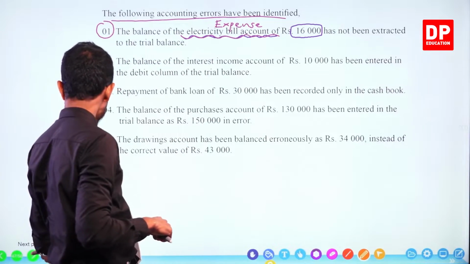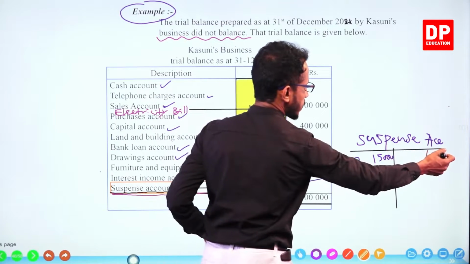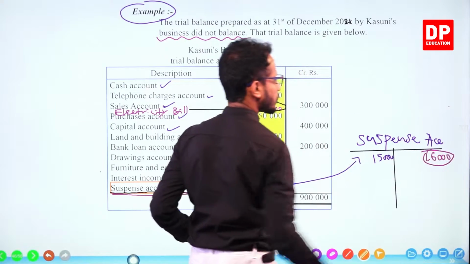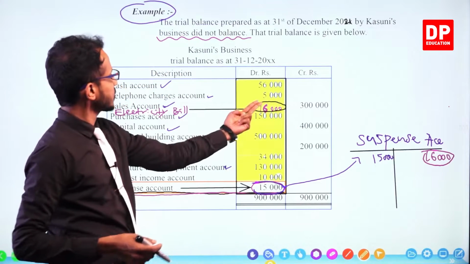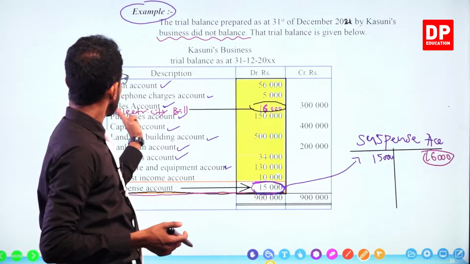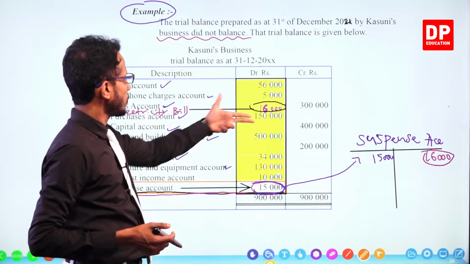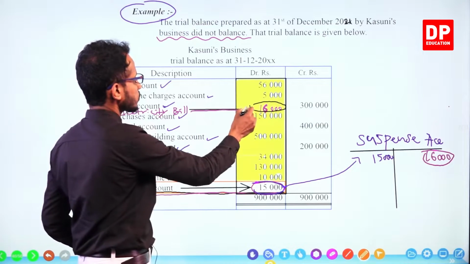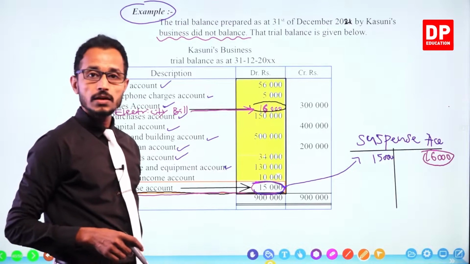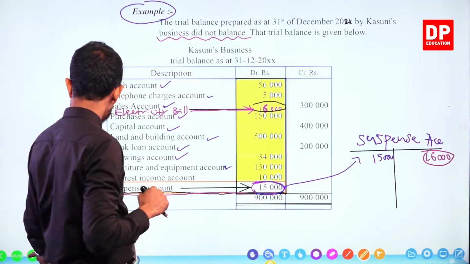saying suspense account credit, suspense account credit. This is the entry. Trial balance debit 16,000 electricity bill. Description electricity bill. Okay, I'm talking about this. Got it? Okay, let's see whether our double entry is correct.